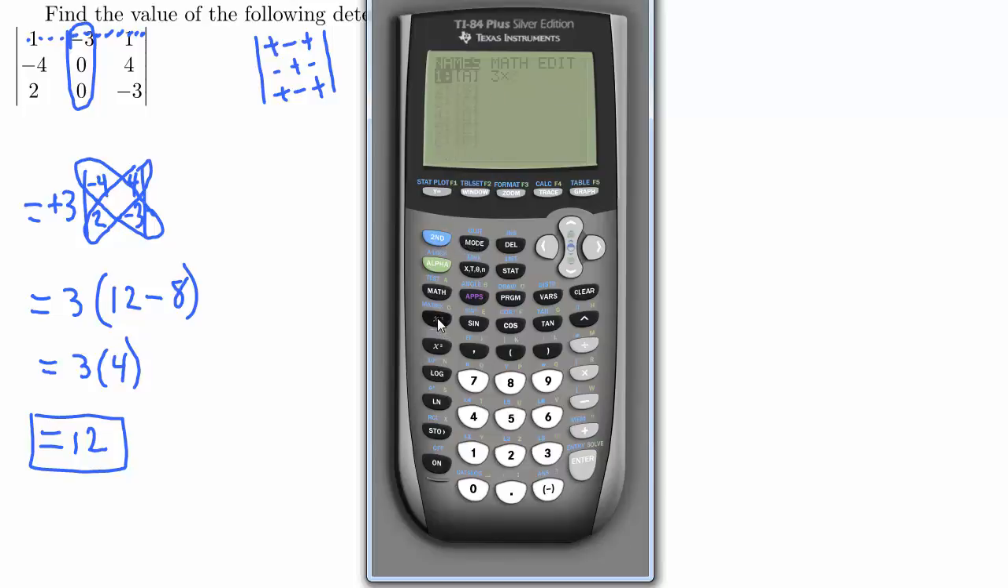Go back into matrix, right 1 to math, and you see DET? That's what I want. I want the determinant. That's what it stands for. Determinant, then matrix, and then just enter for that matrix we typed in, and click enter. Hey, look, it told us 12. Fantastic. That means we did this correctly.